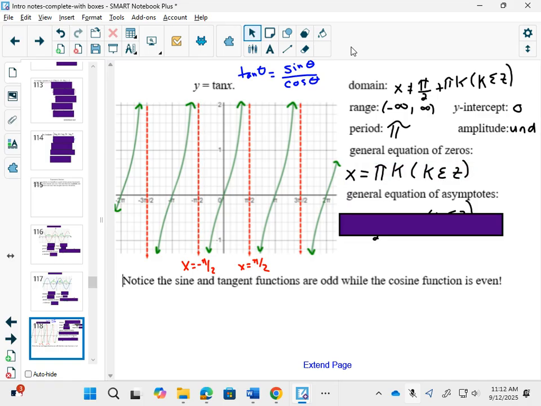And the equation of the zeros, well, wherever tan is 0, sine has to be 0 as well. So your zeros of tan are identical to your zeros of sine theta. And the general equation of the asymptotes is very connected to your domain. Those are just the zeros of cos of theta.